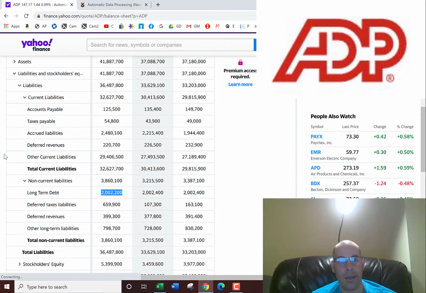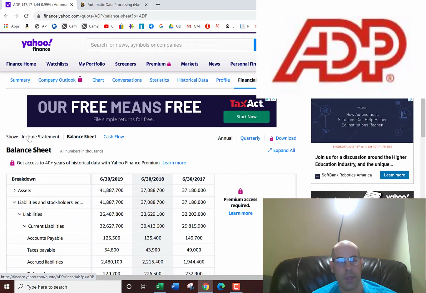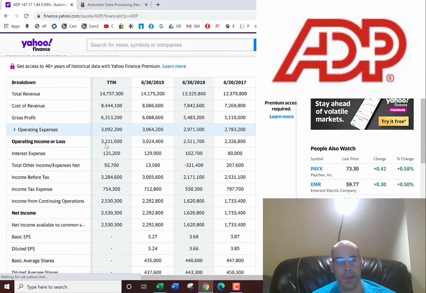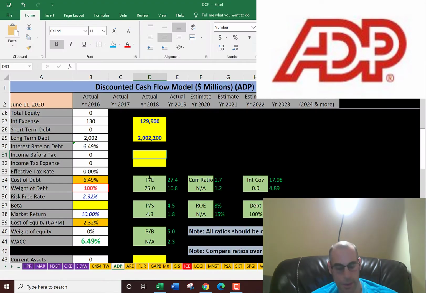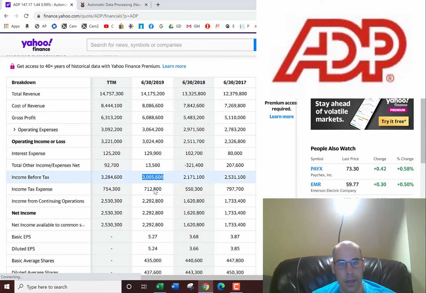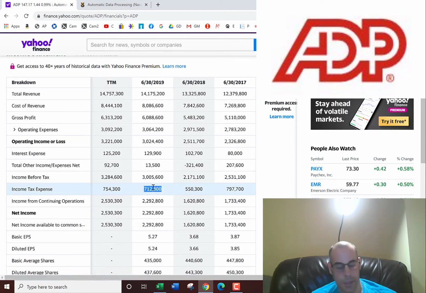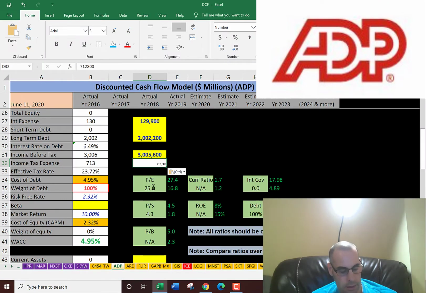Let's get their effective tax rate because interest payments are tax deductible. So the income before tax is $3 billion. And the income tax is $700 million. So they pay 24% in taxes. So the cost of debt is 5%.